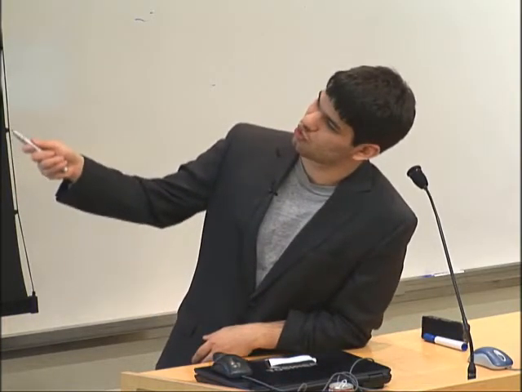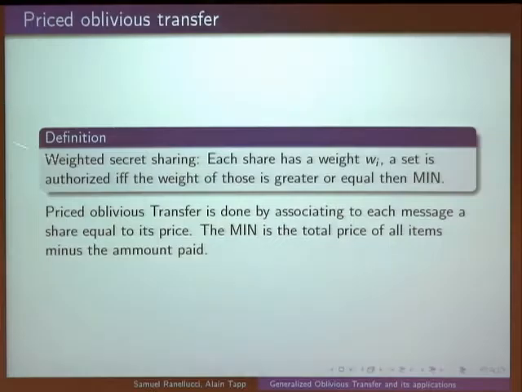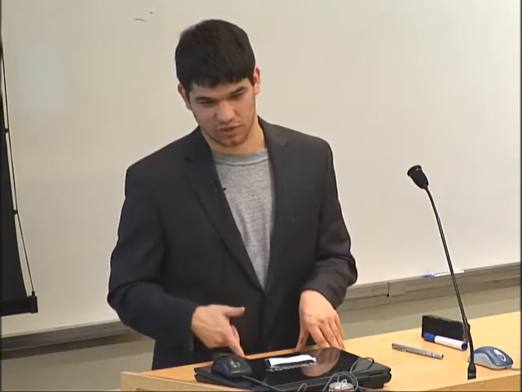So the solution is that we're going to use weighted secret sharing, where each share has a weight w_i, and a set is authorized if and only if the weight of those shares is greater than or equal to a certain number. So the trick here is that each movie is going to have a share associated to it that has its price as its weight. And if you want to get more than the price, you're not going to be able to extract the secret. Is there an instantiation of weighted secret sharing that's more efficient than just giving w_i shares? I don't know, honestly. Which is actually one of my questions.